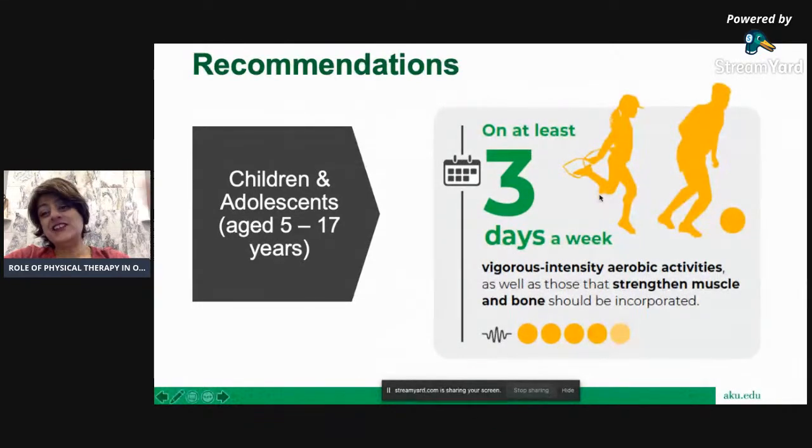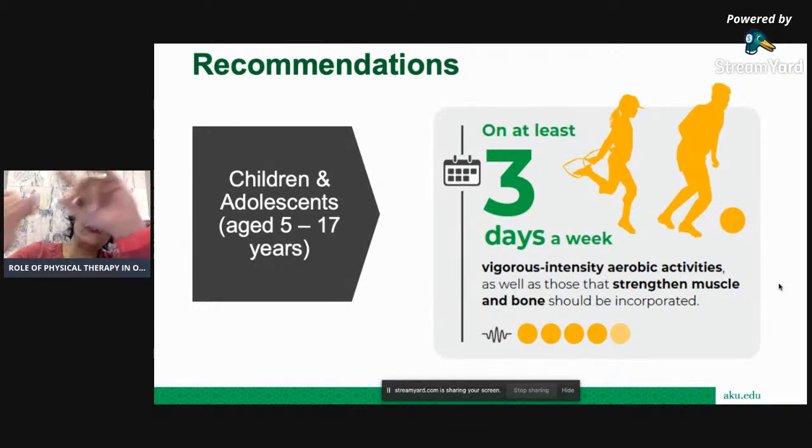Plus, on at least 3 days of the week, they need to do strengthening exercises. And these strengthening exercises need to have an effect on muscles and bone. So they need to be impact type activities, skipping, playing different sports, jumping drills, impact type activities that can affect bone growth and bone density.